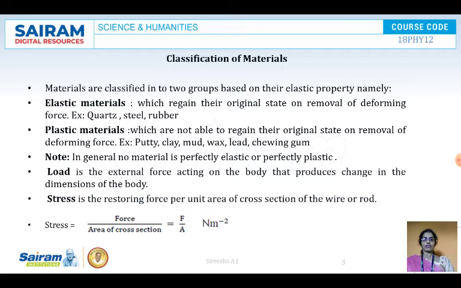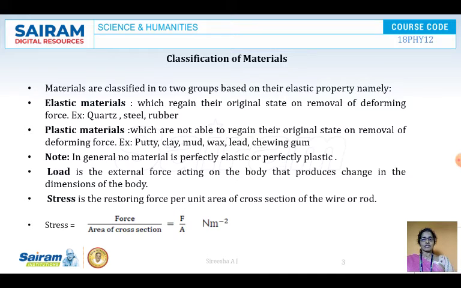Now the classification of materials. Materials are classified into two categories: elastic materials and plastic materials. Now, what are elastic materials? There is a difference between retain and regain. Regain means coming back; retaining means fixing in the same place. It is retaining its position, it is not changing. So elastic materials regain, they come back to their original state on removal of the deforming force. Those materials are called elastic materials, like quartz, steel and rubber.